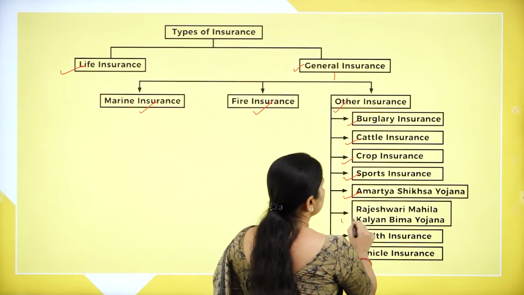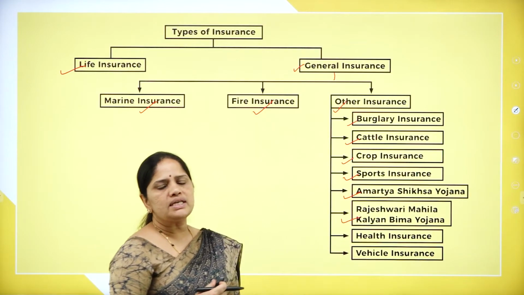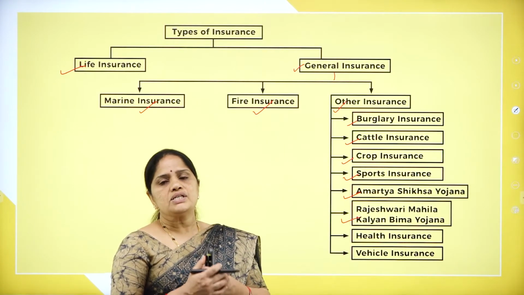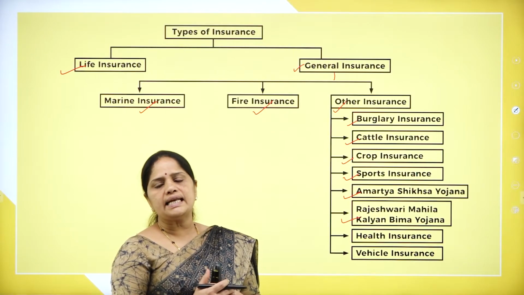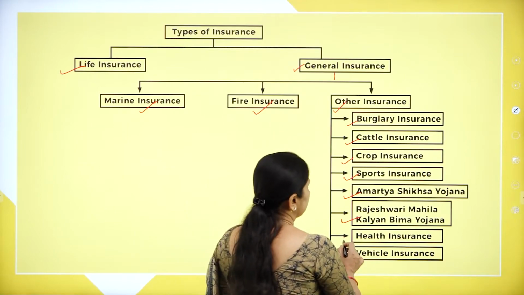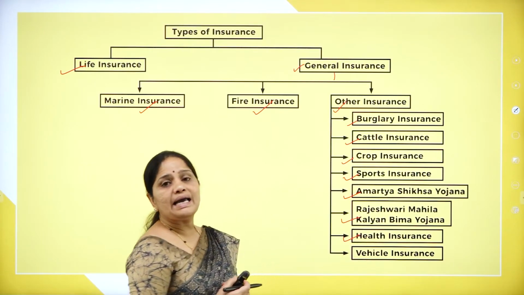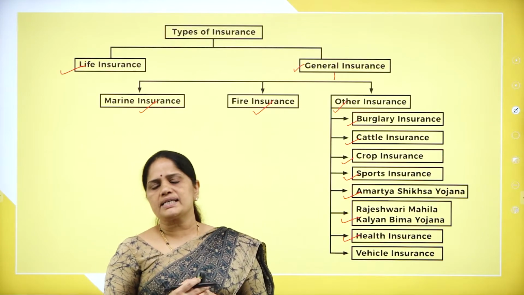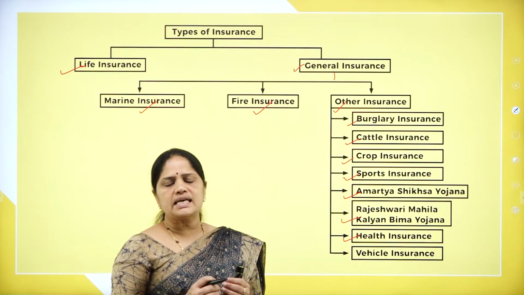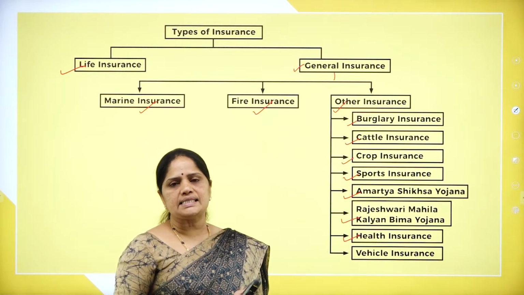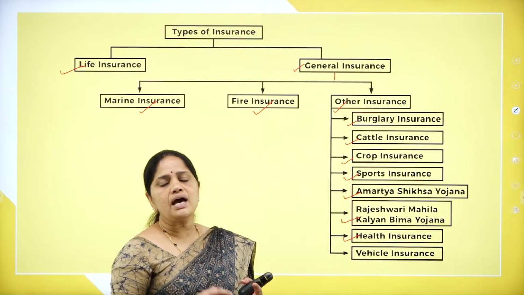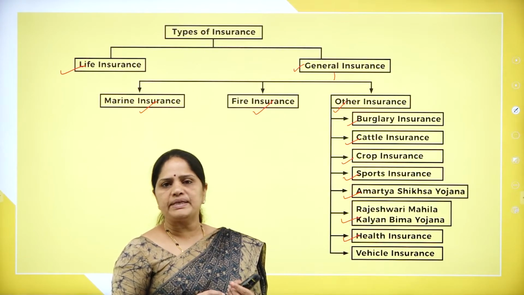Then Rajeshwari Mahila Kalyan Bima Yojana. So this kind of an insurance company protects the women members of the family. So they are protected against any death due to ladies related issues. Then we also have the health insurance. Now what do we mean by health insurance? Health insurance protects the people against all kinds of diseases. So whenever there is a need for hospitalization due to any disease, then this insurance company will compensate all the hospital bills, etc., and also the surgery bills and doctor's bills, etc.